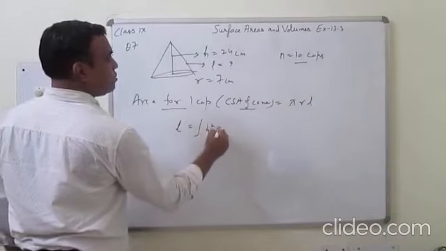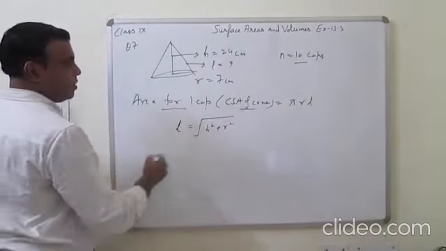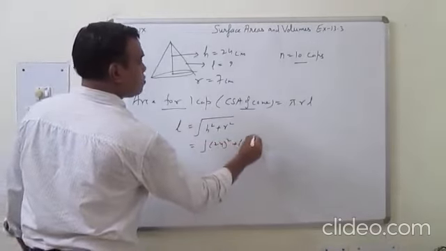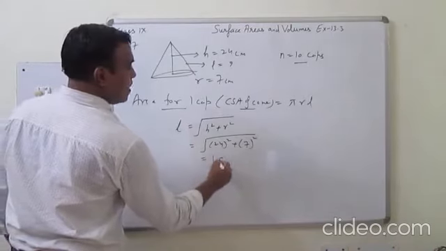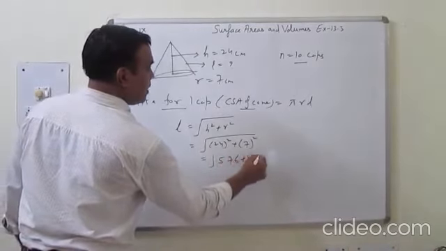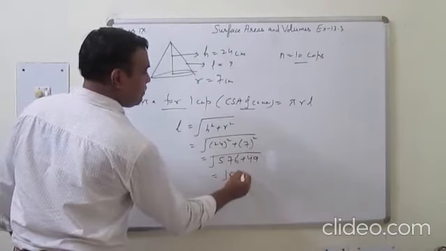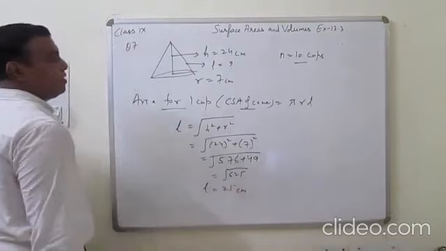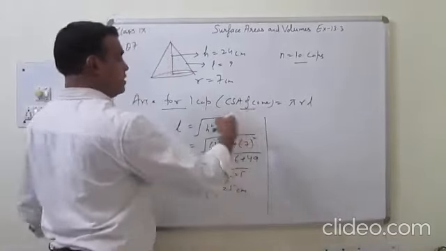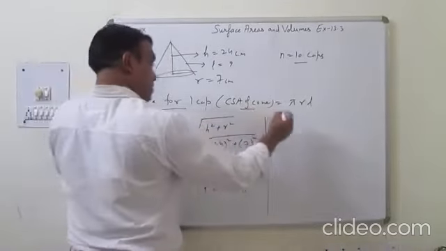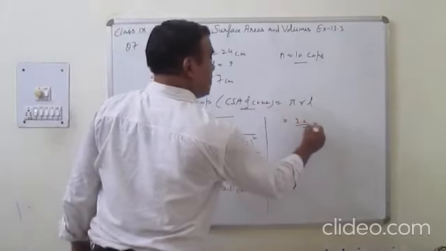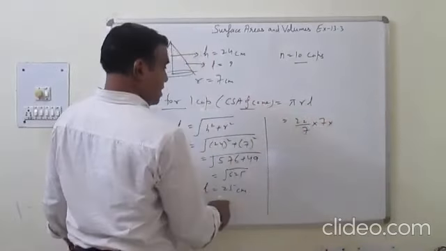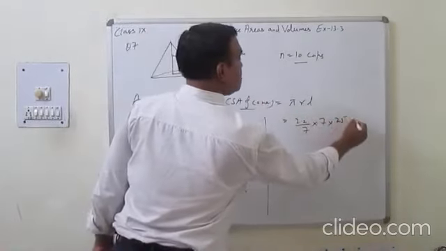l is equal to the square root of h square plus r square. Now what is h? 24 square plus 7 square. It is 576 plus 49. It is 625. So l comes out 25 centimeter. Now putting the values, this is the area for one cap: pi, 22 upon 7, into r is 7, into l is 25 centimeter square.